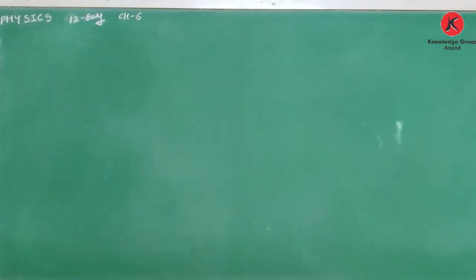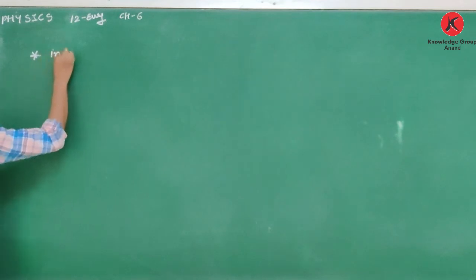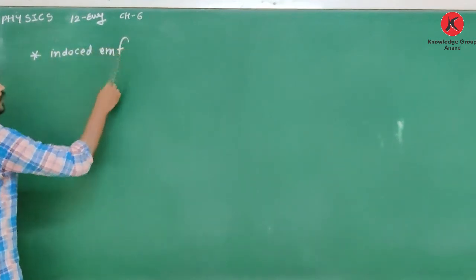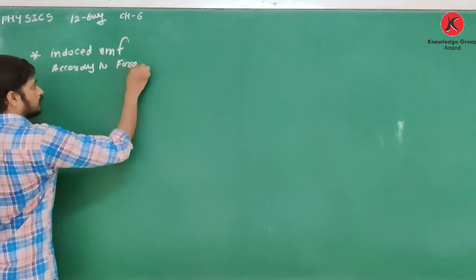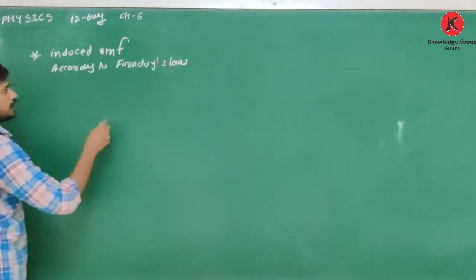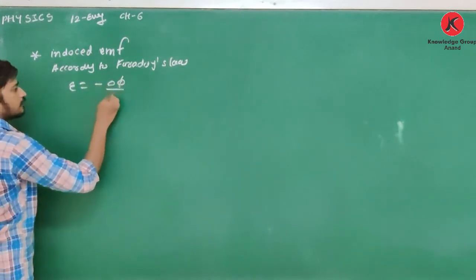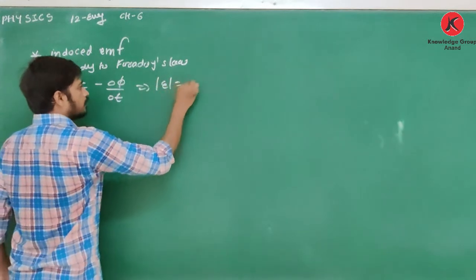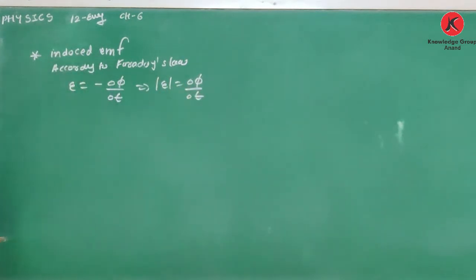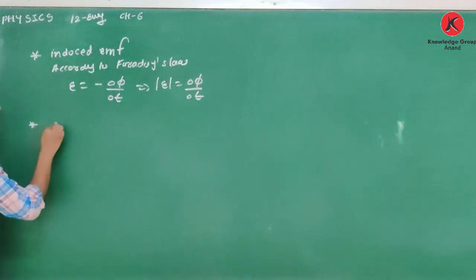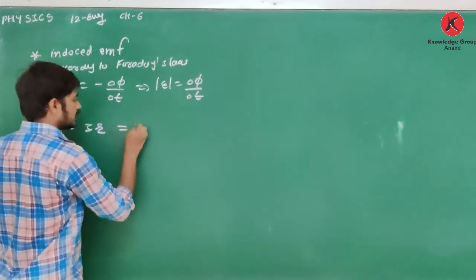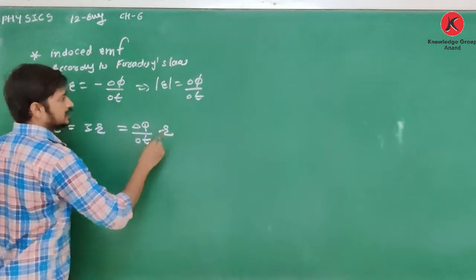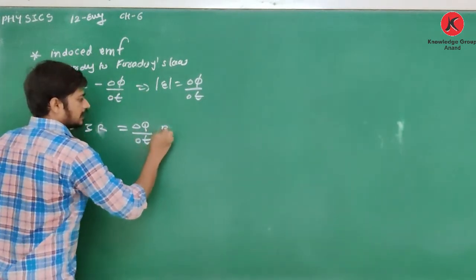Now, one extra point. We know that induced EMF, according to Faraday's law, E is equal to minus delta phi upon delta t, or its magnitude only, mod of E, is delta phi upon delta t. Yes or no? Yes. What is the equation of EMF according to chapter number 3, Ohm's law? That is E is equal to I R. What is the equation of I? It is delta Q upon delta t, and here it is R. R means we can say it is resistance. Clear about this?